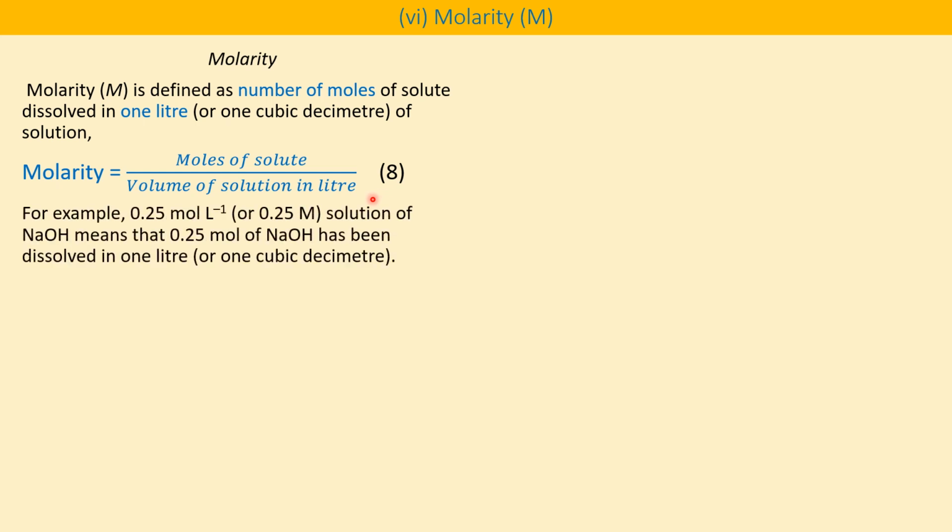For example, we can write molarity as 0.25 mole per liter or 0.25 capital M. A 0.25 M solution of NaOH means that 0.25 mole of sodium hydroxide NaOH has been dissolved in 1 liter or 1 cubic decimeter of solution.